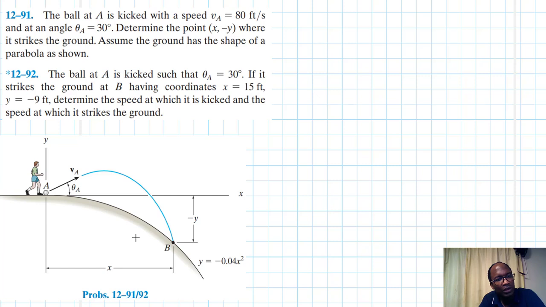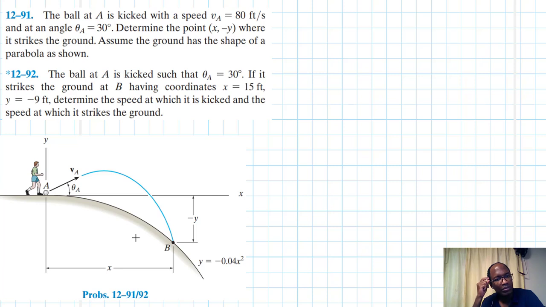The problem reads: the ball at A is kicked with a speed of VA equal to 80 feet per second and at an angle theta A equal to 30 degrees. Determine the point x, negative y where it strikes the ground. Assume the ground has the shape of a parabola as shown.